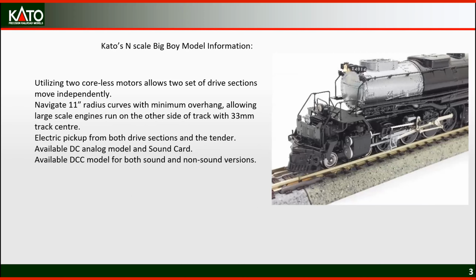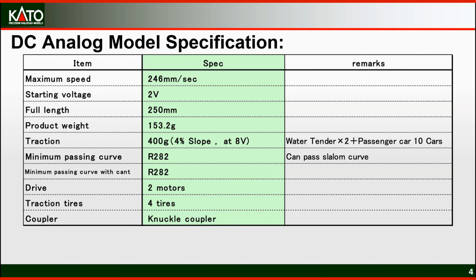So there are some unique things about this. For starters, I'll just run through these bullet points and then show you some pictures. 2 motors that drive each section independently, can navigate 11-inch radius curves, and pickup is from both drive sections and the tender. And we'll talk about availability in a minute. Here is some data on the model itself.